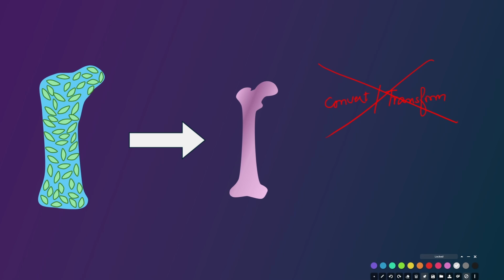What actually happens is that from the mesenchyme, the cartilaginous model develops, and this cartilaginous model is replaced by the bone. Please note it down. It is not converted or transformed. It is replaced by the bone. Gradually, this cartilaginous model will get destroyed, and gradually it will be replaced by the bone. It will not be converted or transformed into the bone.